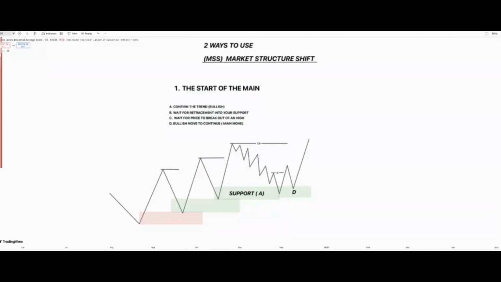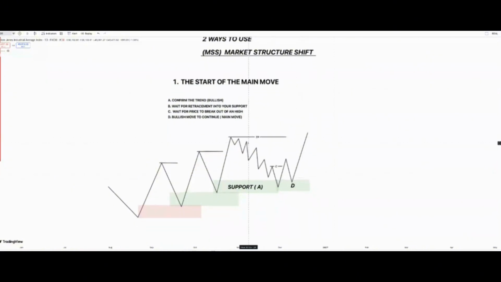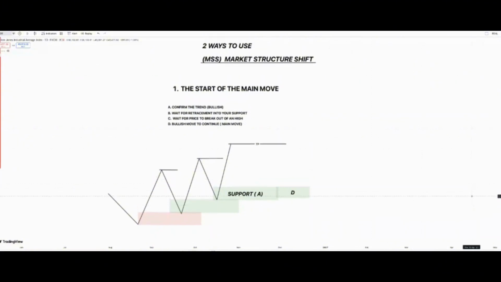There are two ways I personally use the market structure shift. The first one is to confirm the start of the main move. Now, there is an approach I take to this. Remember, the first approach is to confirm the trend. Is the trend bullish or bearish? That is the first approach in trading, all right? To confirm the trend. Is the trend bullish or bearish? In this scenario, we are using a bullish trend.